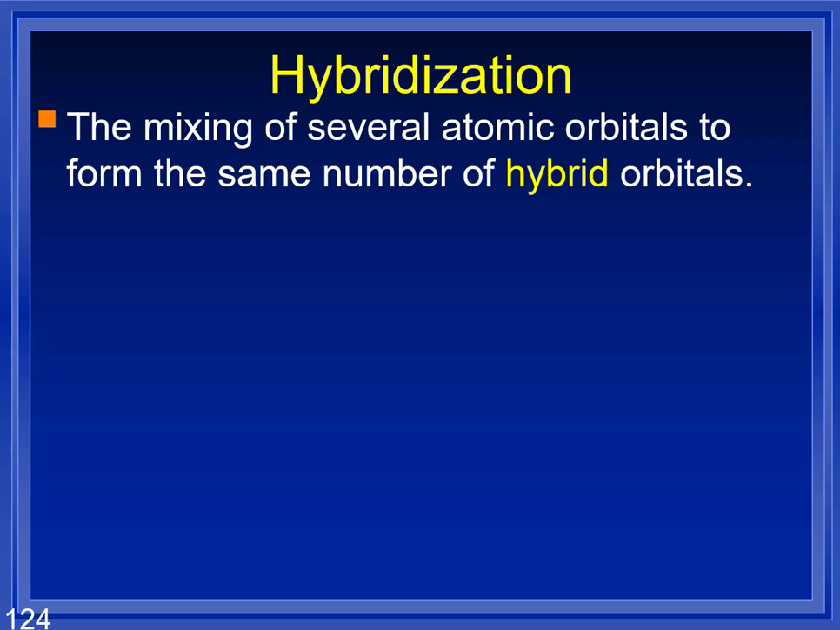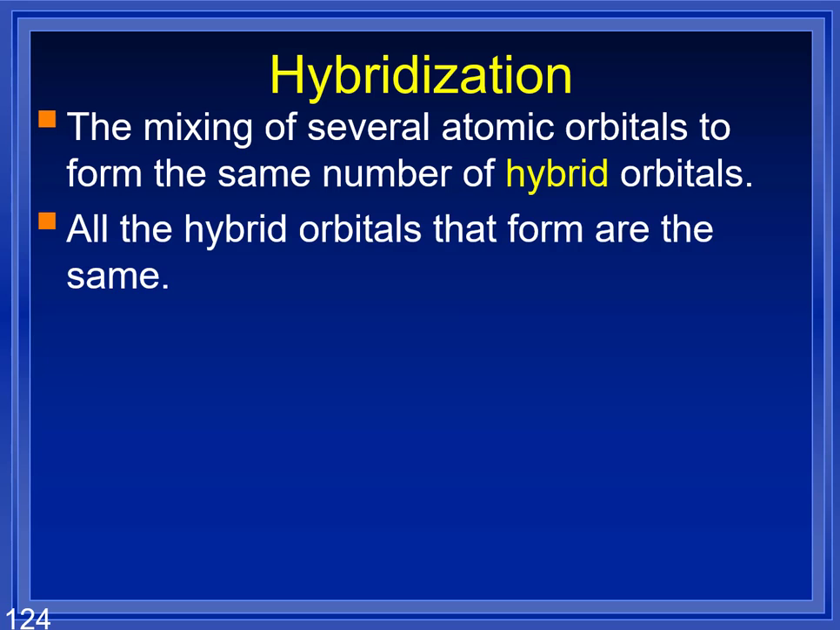Now, when we're talking about mixing, it's a mathematical mixing. And it's a mathematical mixing that comes up with the same number of hybrid orbitals. So if I put together 4 orbitals, I have to make 4 new orbitals. If I put together 3 orbitals, I got to make 3 new orbitals. That's what they mean by the same number of hybrid orbitals. So I'm going to blend the S's and P's to come up with hybrid orbitals. Those hybrid orbitals I make are all the same as each other. The only difference is direction.